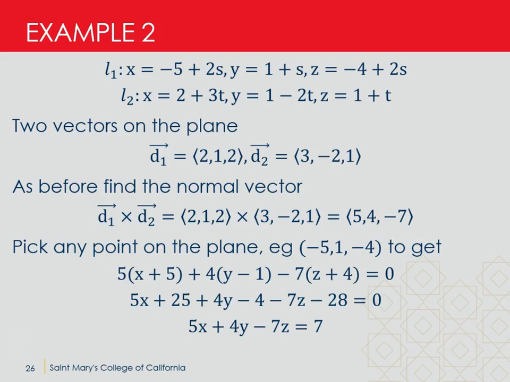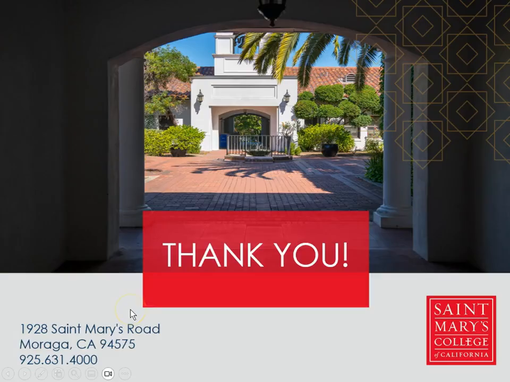Okay, so just recapping that. We had two lines. We used their directions. We took the cross product to find the normal vector. We picked any old point on the plane, which meant any old point on the line, and then created this general form of the equation. And that is about it.